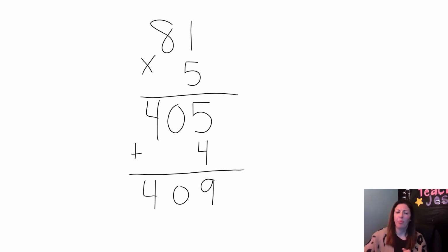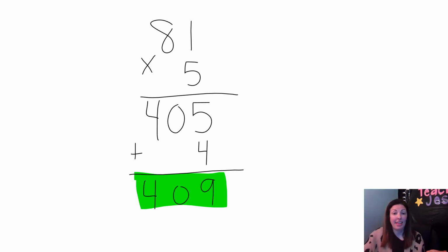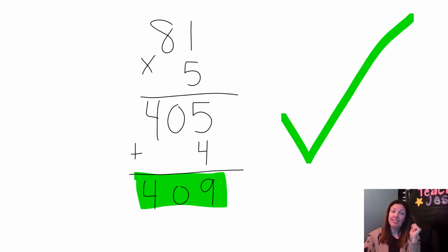Now we look at that product and I think to myself, is that the total that I started with way back in the beginning when I started my division problem? Is it? It is. So because our 409 matches, it's exactly the same as what we started with in the beginning of our division problem, we know that we did everything correctly. Awesome job. Good job, guys.